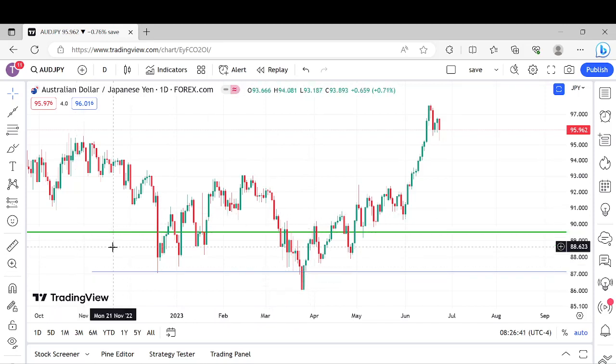So that's what you're doing. You're using these key liquidity pools. You're using premium and discount marketplace. You're using what I've taught you in regards to market structure. You could put it together to make one solid strategy. That's what you're doing.